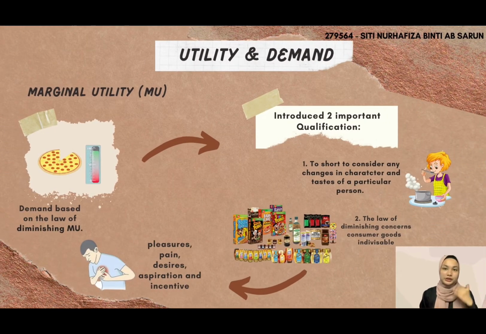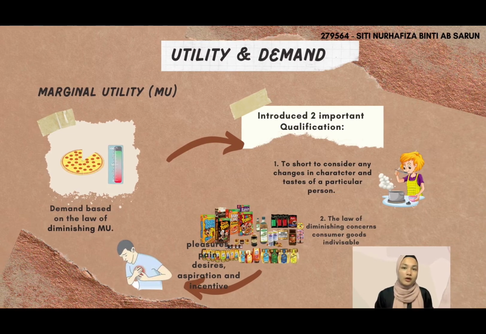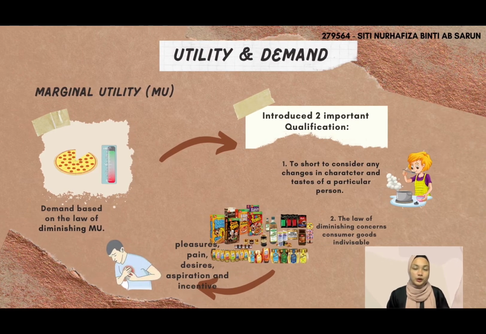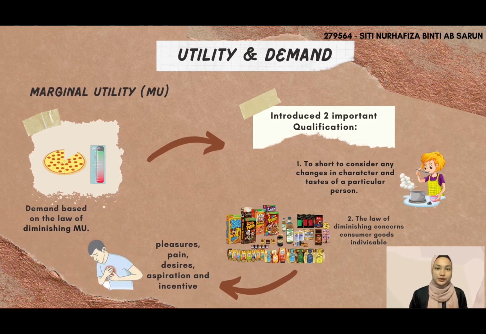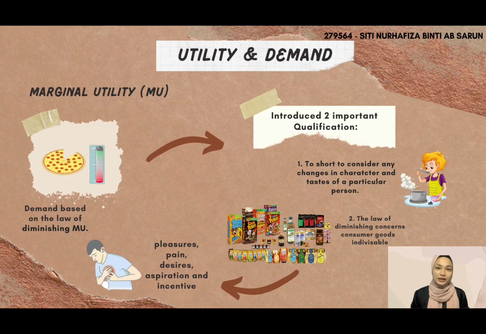Moreover, according to Marshall, demand is based on the law of diminishing marginal utility. Marshall introduced two important qualifications at this point. First, he pointed out that he was concerned with a moment in time which is too short an interval to consider any changes in the character and tastes of a particular person. For example, the more good music one hears, the stronger one's taste for it is likely to become.